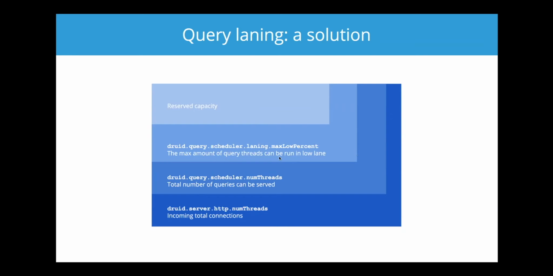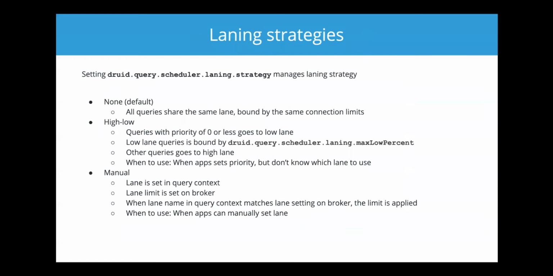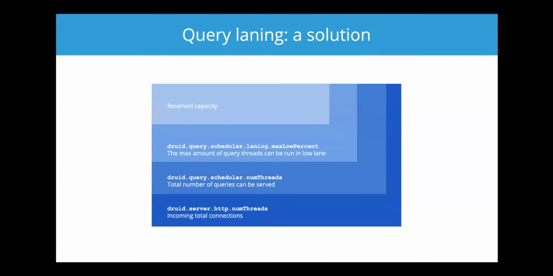I guess if you think about max low % as being, let's say it's 20%, if you think about 20% of that being filled in, then the reserve capacity is the high priority capacity. Let me talk a bit about what happens to queries based on whether they're high or low.